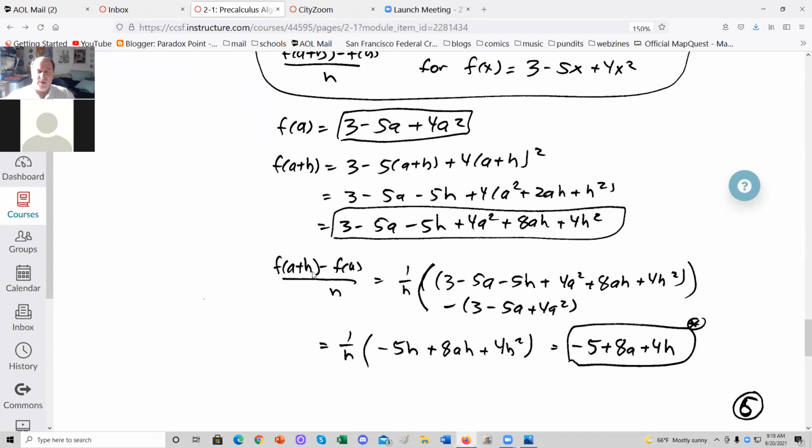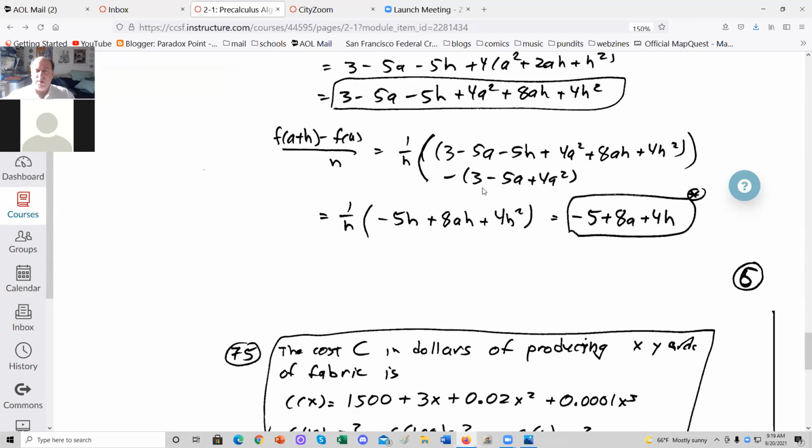And now the difference quotient, f of a plus h minus f of a, over h. Well, first, I'll bring this 1 over h outside. That's easier. F of a plus h is this whole thing here: 3 minus 5a minus 5h plus 4a squared plus 8ah plus 4h squared, minus f of a, 3 minus 5a plus 4a squared, just like here. Now here, the 3's cancel, the 5a's cancel, the 4a squareds cancel. We're left with -5h plus 8ah plus 4h squared, and this is all times 1 over h. After the 1 over h cancels these h's here, you're left with -5 plus 8a plus 4h, and that's the difference quotient.